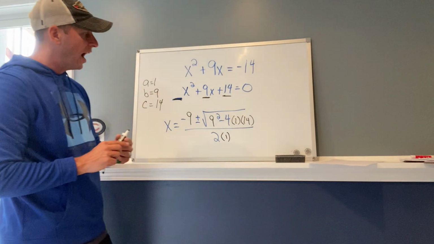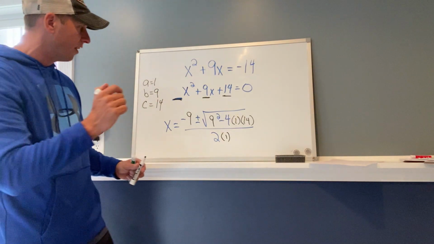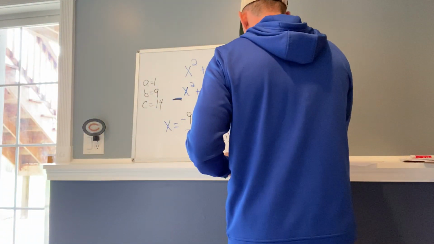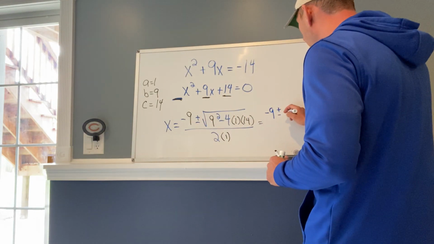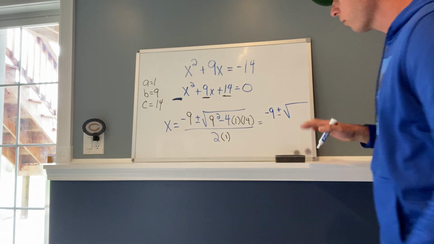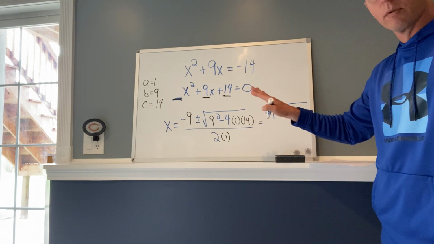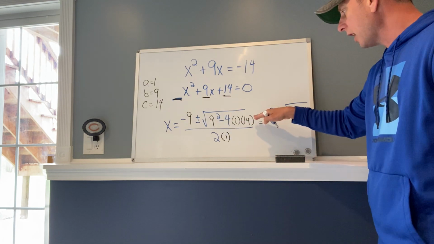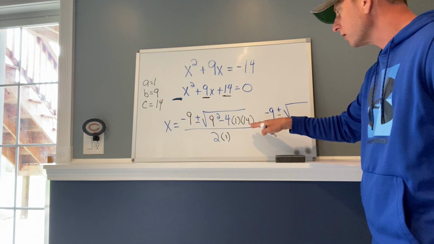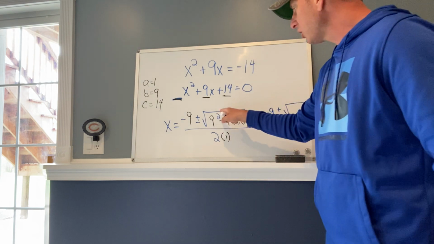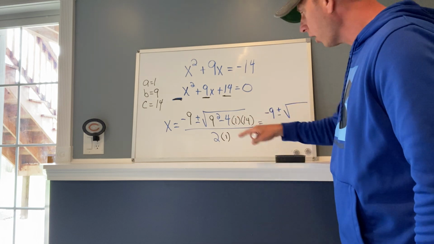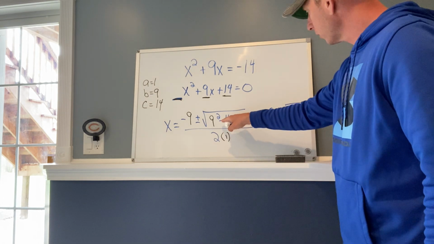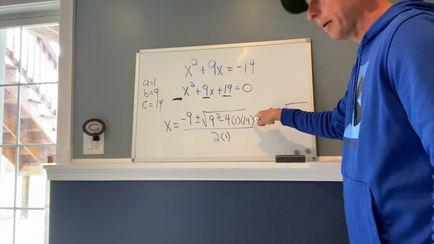Now we just evaluate that following order of operations. So we are going to have negative 9 plus or minus the square root. Now do the order of operations here the right way. You could punch that in your calculator, but make sure you use parentheses. Okay? 9 squared is 81. 4 times 1 is 4. So we're going to have 81 minus something here.